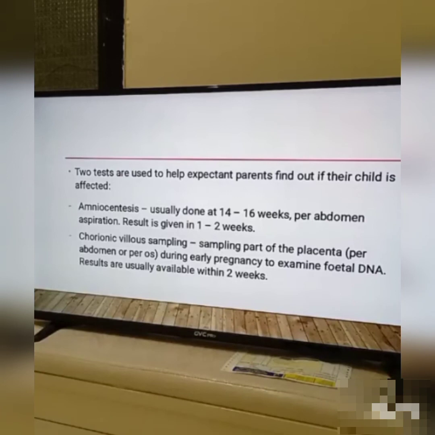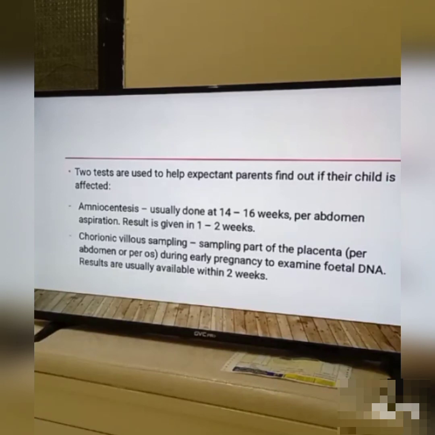We tell the woman also, another thing you can do, very early in your pregnancy, is look at the fetal DNA by taking a sample of part of the placenta, because the placenta carries the same genetic component as the person. You want to do a chorionic villus sampling, or CVS.